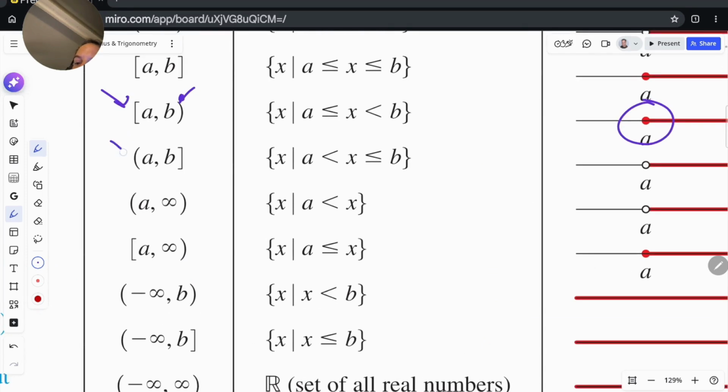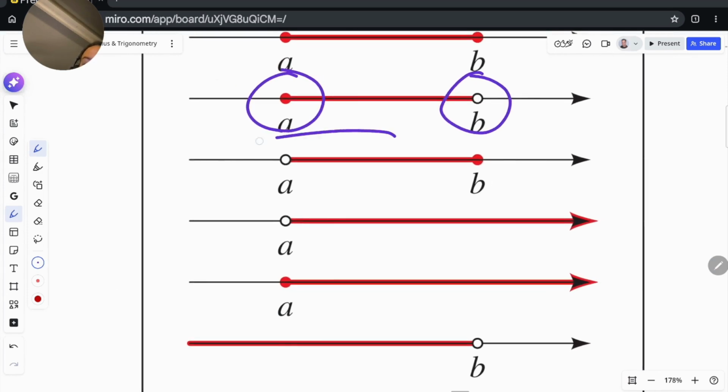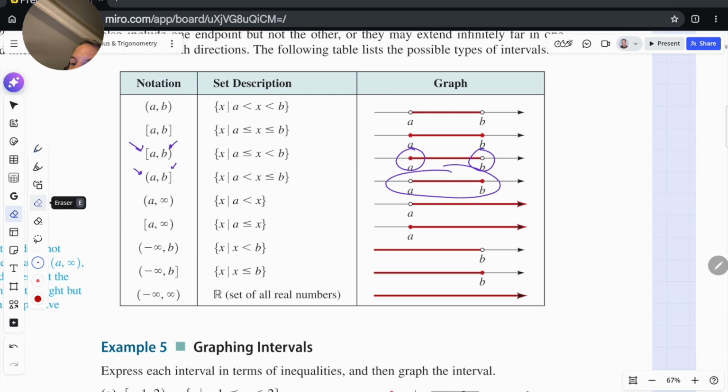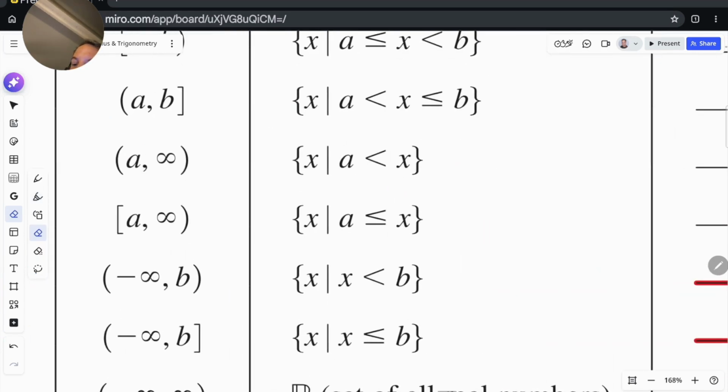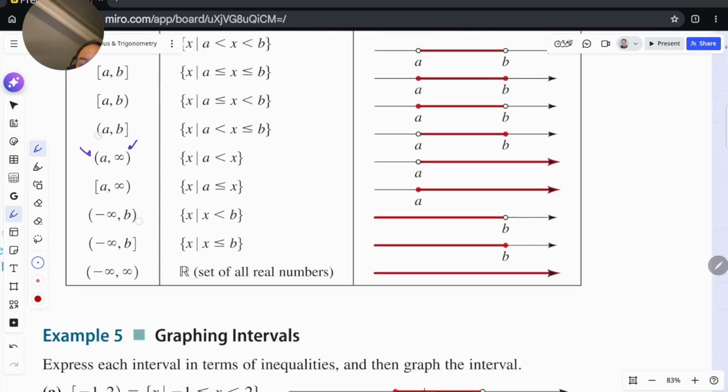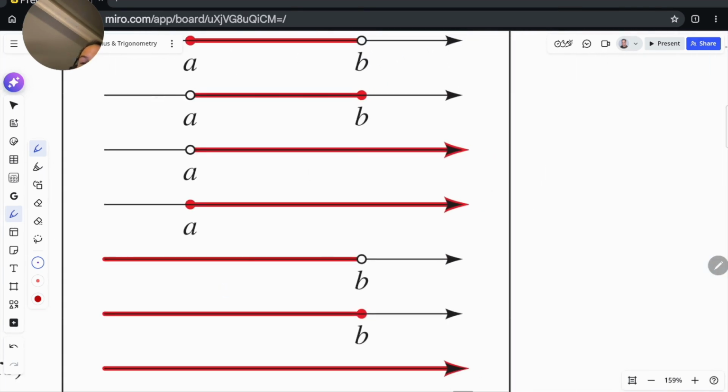And the other way around, let's look at that, where A would be excluded and B would be included. How do we see that on the number line? Open dot, open circle here on A, closed on B. Let's take a look at the next one. We have excluded A, and infinity is always excluded because it goes on forever. It's a concept. So we just want to make sure that our ray here on the line would be open at A.